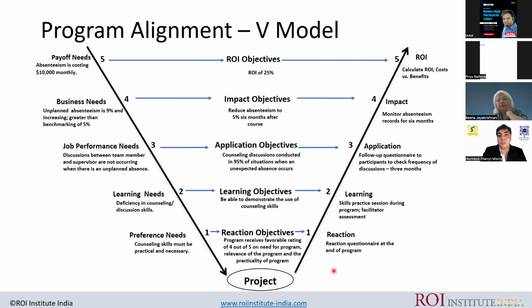Now, how will we measure all of this? We measure reaction by using a reaction questionnaire at the end of the program. Learning, we measure by doing a skill demonstration during the program, and this would be assessed by the facilitator. We measure application by a follow-up questionnaire, which will be sent to the participants to measure the frequency of the discussions 3 months after the program. We measure impact by monitoring absenteeism records for 6 months. And finally, we'll calculate ROI and show the cost versus benefit. This is how we achieve program alignment using the V model for any program.